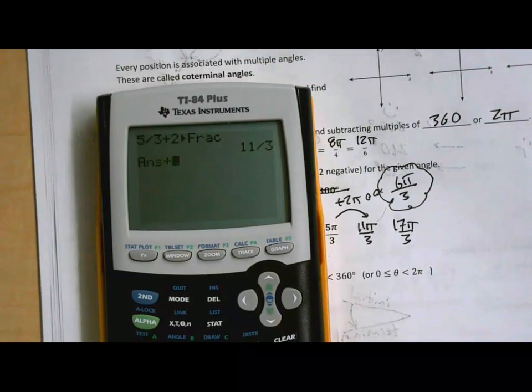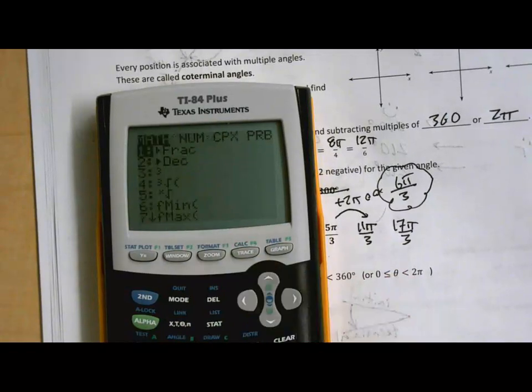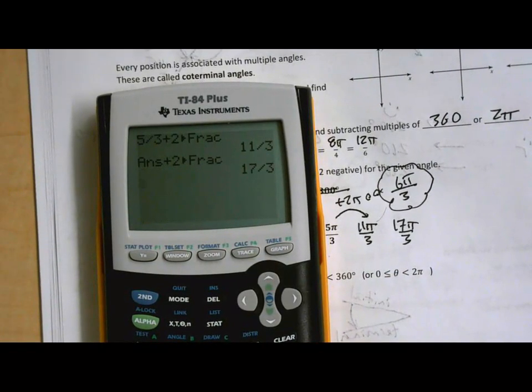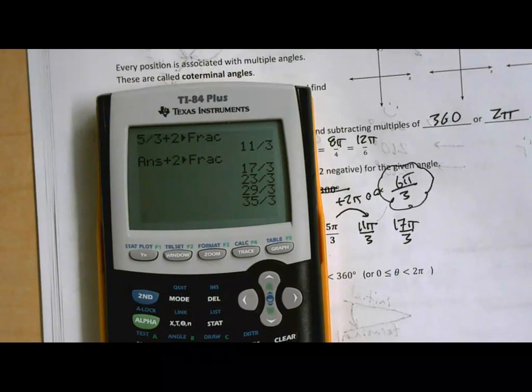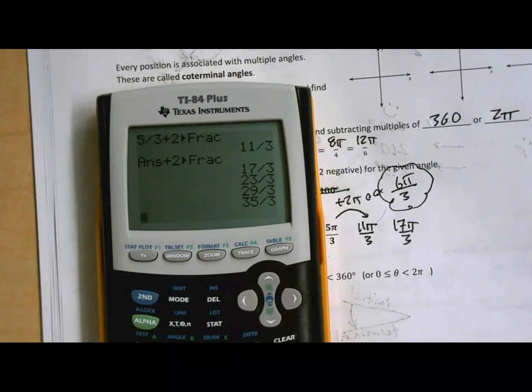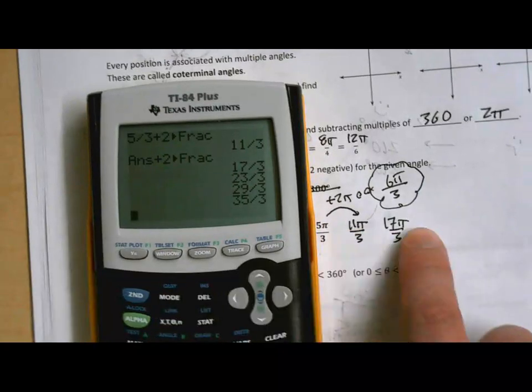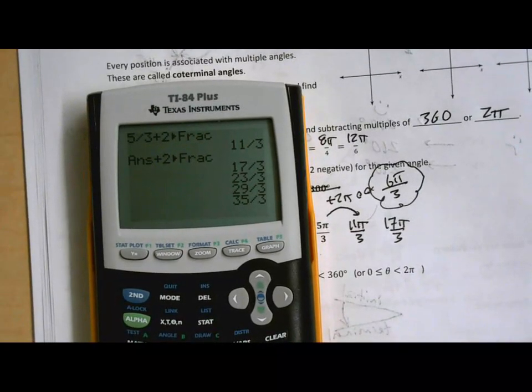And then I could keep adding 2 pi's. I just don't type in the pi, and put a math frac after that. So here we go. 17 pi over 3. 23 pi over 3. 29 pi over 3. So you can use your calculator to do this fraction work if you want to. Just leave the pi's off of it, and make sure you write the pi in when you write down your final answer.